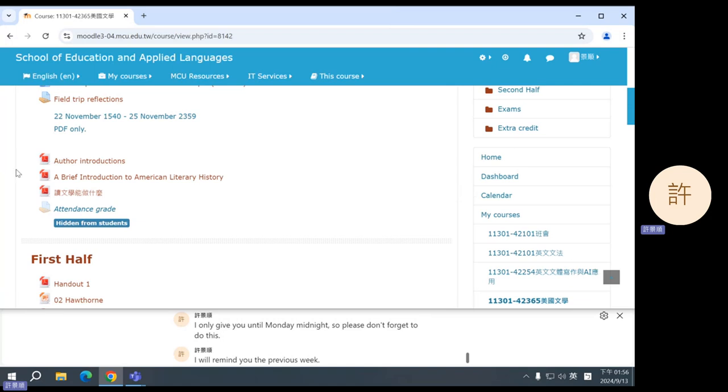Next, we have some information that could be helpful to you. I take all of our readings from a textbook. I don't ask you to buy the textbook because the textbook is like 4,000 pages and we're not going to read 4,000 pages. So I don't want you to pay for 4,000 pages. But the textbook does give us an introduction to each author. I did not print them for you because it would be too long. But if you're interested, here are all of the introductions. Next, we have a document that is a brief introduction to American literary history. Our textbook also has a very, very long introduction to each period of American literary history.